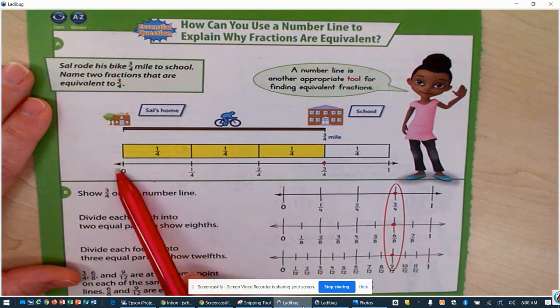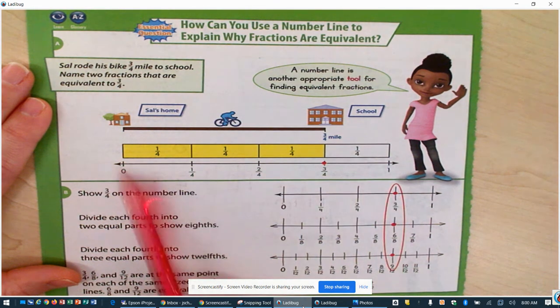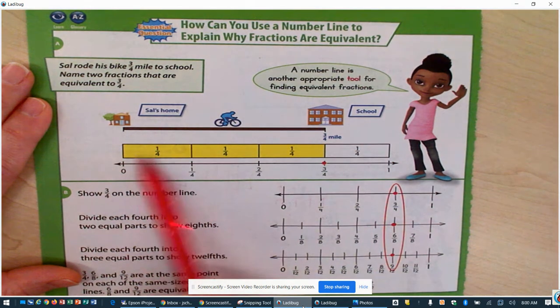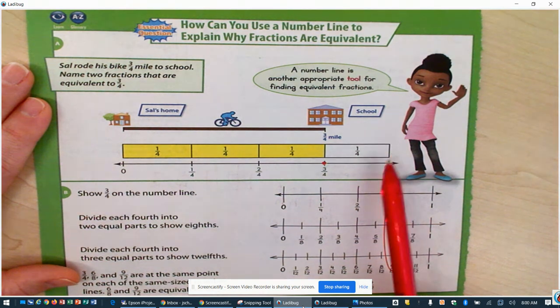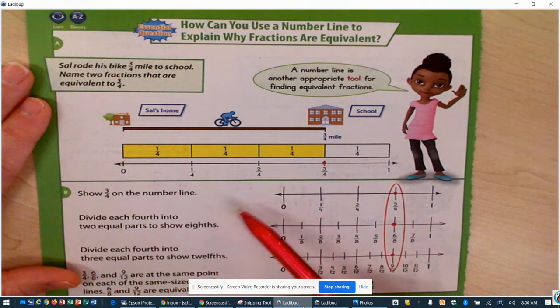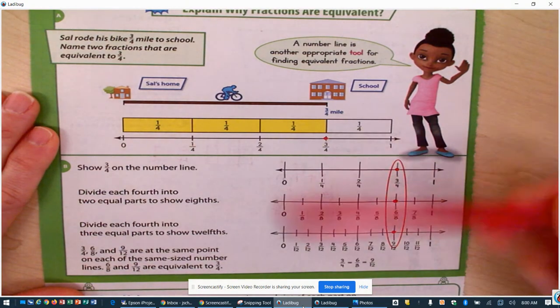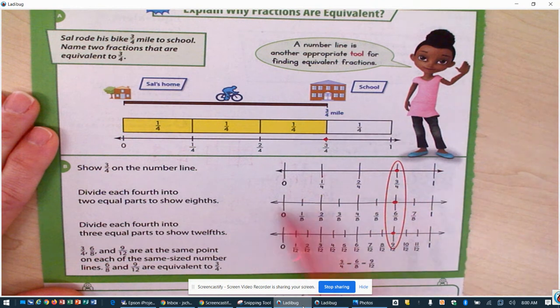And then they're showing you underneath that rectangle a number line. Notice how the start of the number line and the end of the number line are the same distance as this rectangle up here. Something important that you need to remember is that when you're using number lines to show equivalent fractions, just like these number lines that you see down here that we're going to talk about in a second, they're all the same size.